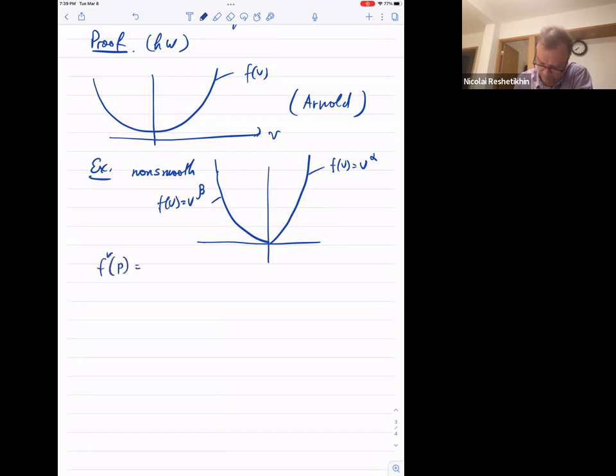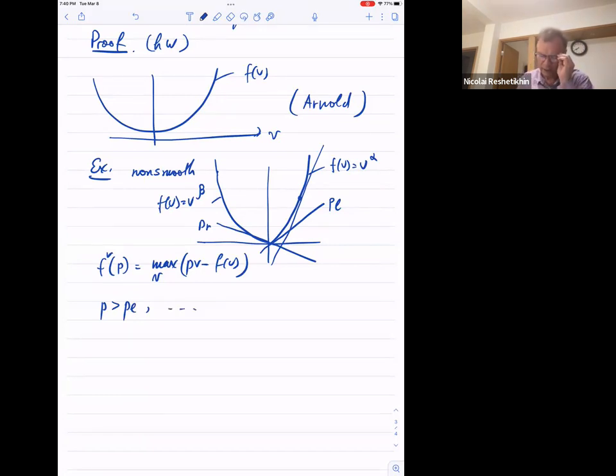F check p is just max over v of pv minus f of v. So there is a critical slope here. Let's call it p0. Well, let's call it p left. There is a critical slope here, p right. And so if p is greater than p left, it's an easy exercise to see what this is.